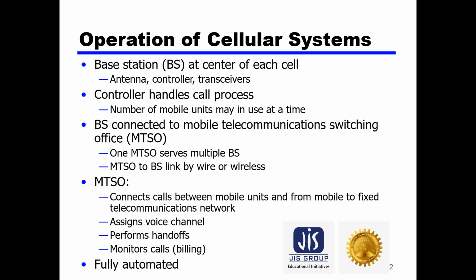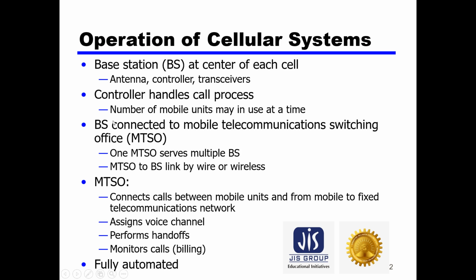Sometimes you may want to connect to some particular user, but you get a busy tone. Why is that? Because the total number of channels divided among the cells are already occupied, so no channels are available. That's why you have to wait for some time, or call at a later time when a channel will be available to you. That is the purpose of the controller, to handle that process.